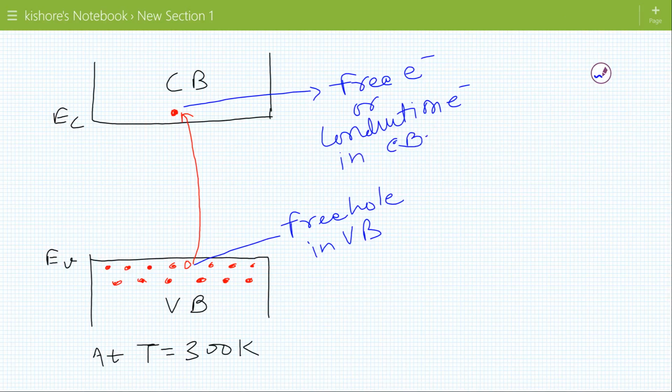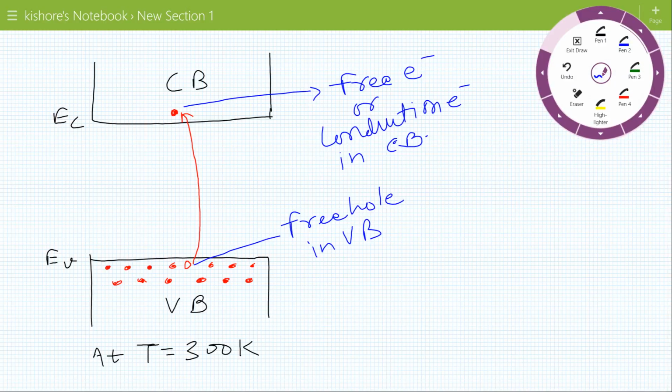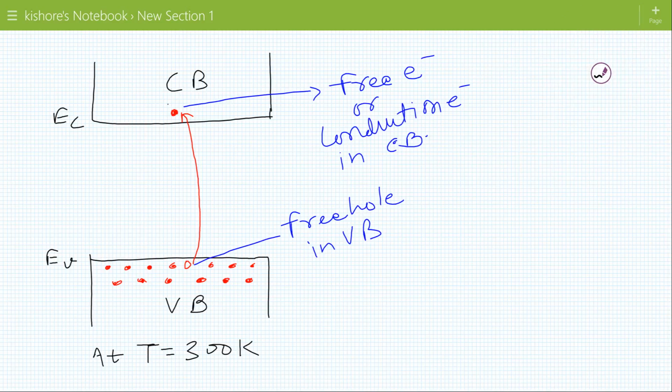Due to the flow of conduction or free electrons, current will flow through the semiconductor. This is the symbolic representation, and here we can see that the number of electrons in the conduction band is the same as the number of holes in the valence band. So this is still an intrinsic semiconductor, because the concentration of electrons in the conduction band is the same as the concentration of holes in the valence band, and that is equal to the intrinsic concentration.